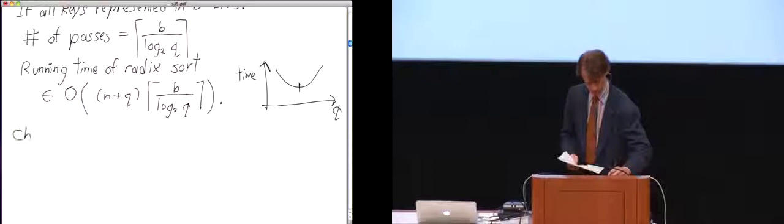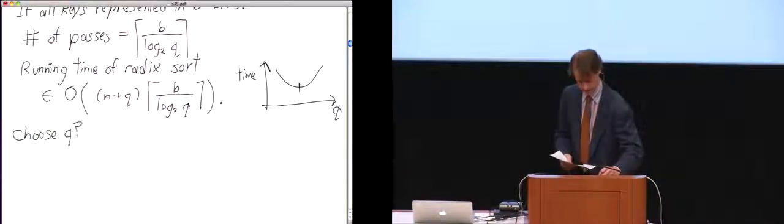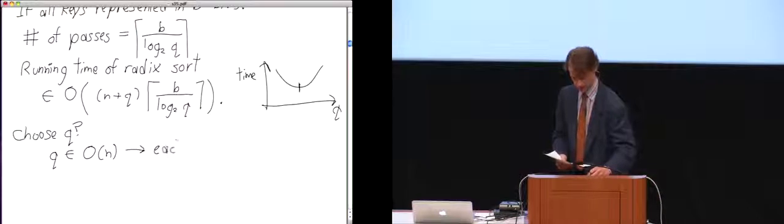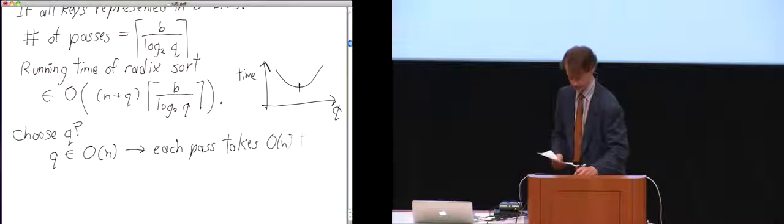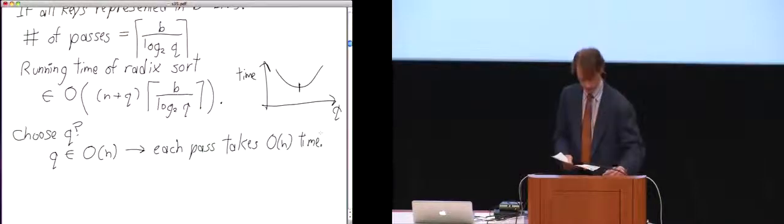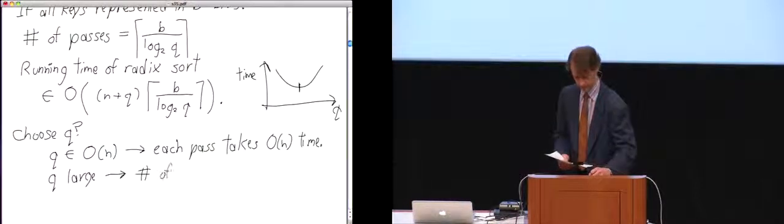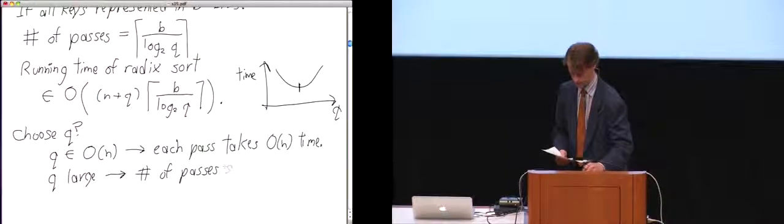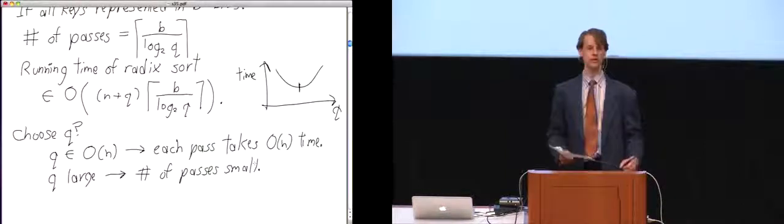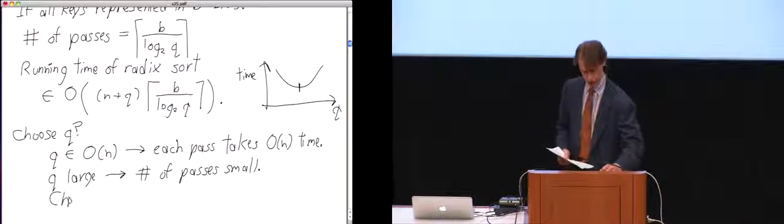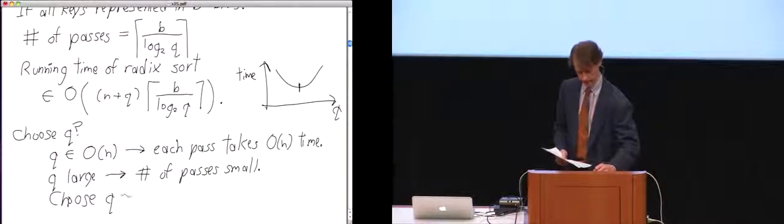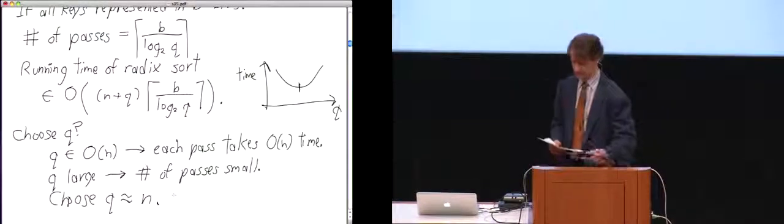And, well, so we get to choose Q again. How do we do it? Well, we decide that we want Q to be not bigger than big O of n, so that each pass of bucket sort takes truly linear time. But we want Q to be large enough to make the number of passes small. And so generally you get a nice trade-off when you choose Q to be approximately, say, some constant factor times n.